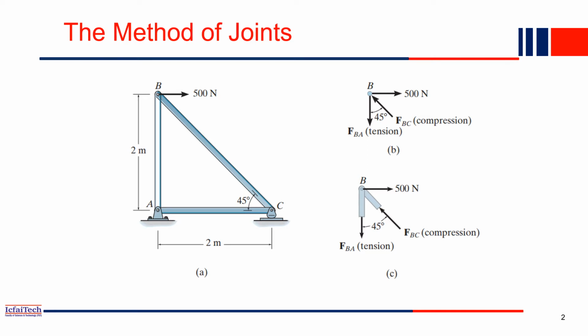So what is the method of joints? The method of joints is nothing but we'll consider each joint on a truss, one by one. For example, here this is a simple truss, right? A triangular truss is a simple truss, and that 500 Newton load is acting here.